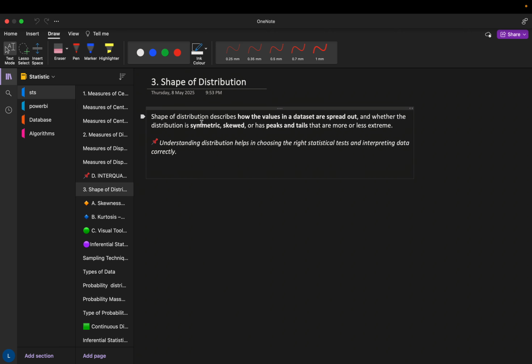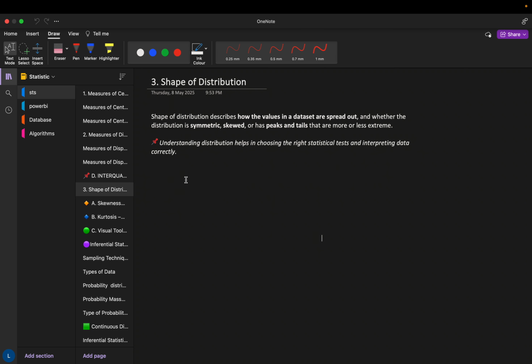So what is the shape of a distribution? Well, as per definition, the shape of a distribution describes how the values in the data set are spread out and whether the distribution is symmetric, skewed, or has peaks and tails that are more or less extreme, meaning whether there are more or fewer outliers. Understanding distribution helps in choosing the right statistical test and interpreting data correctly.